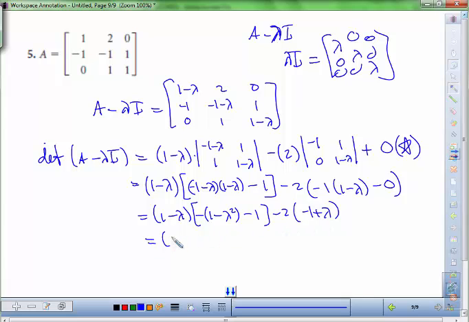Probably taking too long to do this, huh? Just punch it in my Mathematica and get the answer.